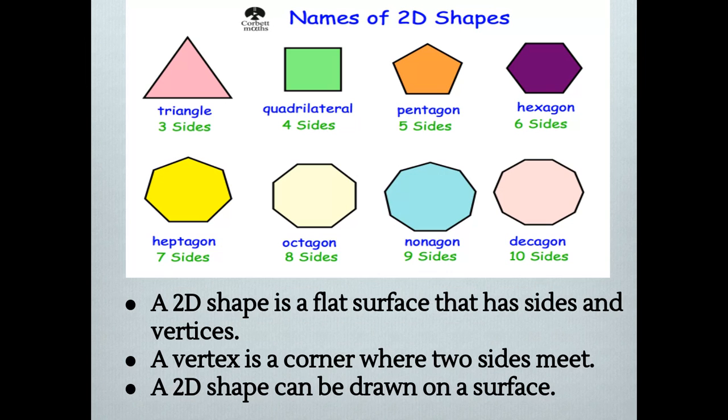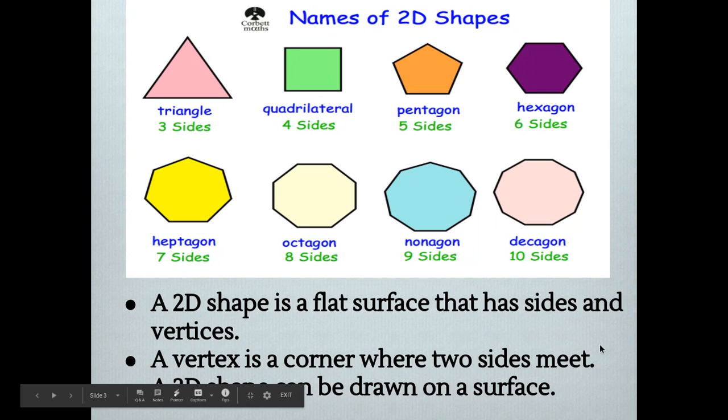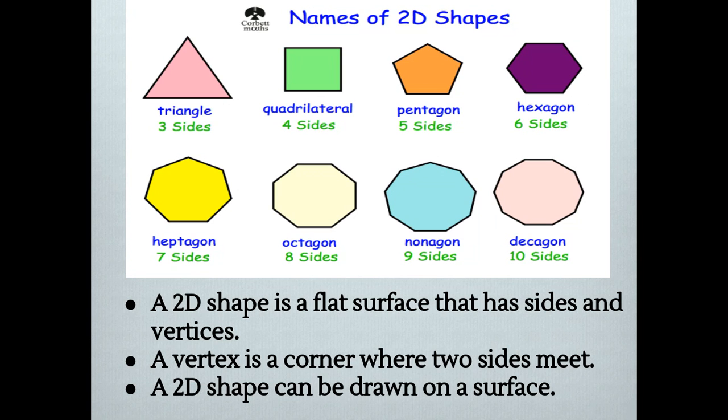Names of 2D shapes. These are some examples of 2D shapes: a triangle, a quadrilateral, a pentagon, a hexagon, a heptagon, an octagon, a nonagon, and a decagon. A 2D shape is a flat surface that has sides and vertices. A vertex is a corner where the two sides meet. A 2D shape can be drawn on a surface. So a 2D shape can be drawn on a piece of paper.